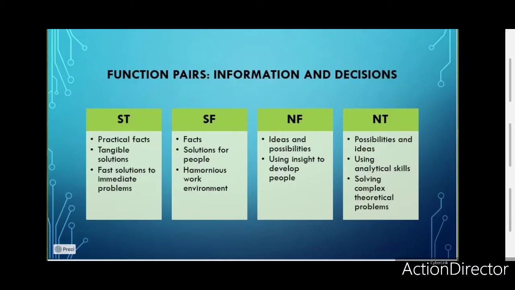I would suggest you self-diagnose. Say, okay, I'm an ST. I'm practical, facts, tangible solution, fast solutions to immediate problems based on facts and very applicable solutions. However, in my team, in my unit, in my command team, whatever, I have an SF, some NFs, and an NT. How do these people work? How do they process information and make decisions?